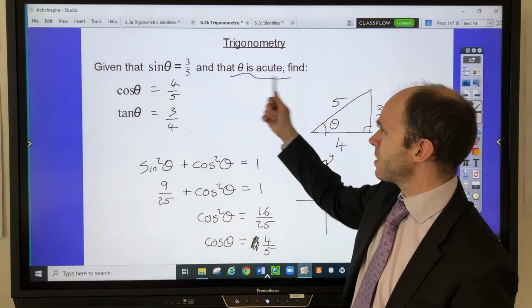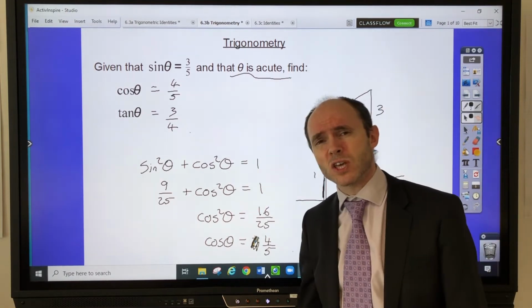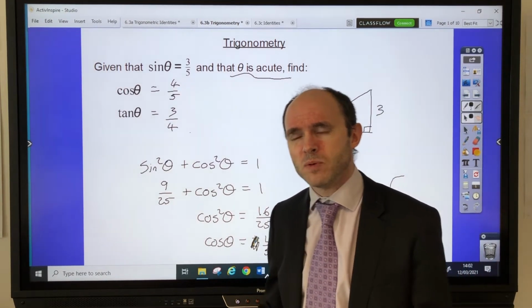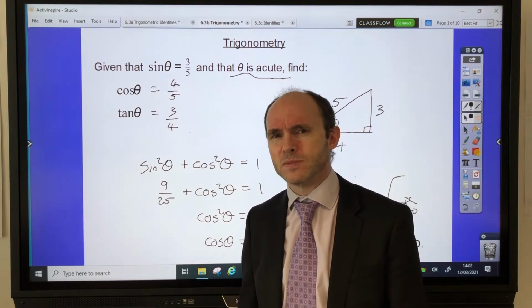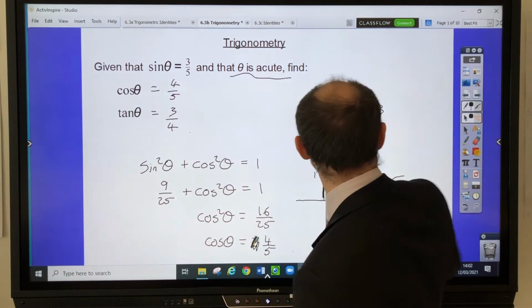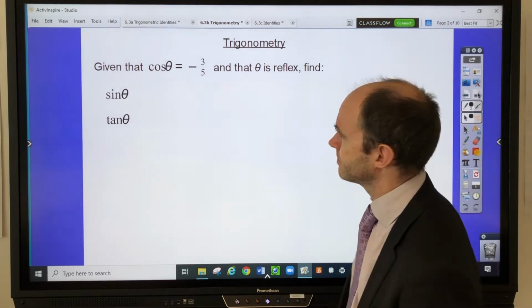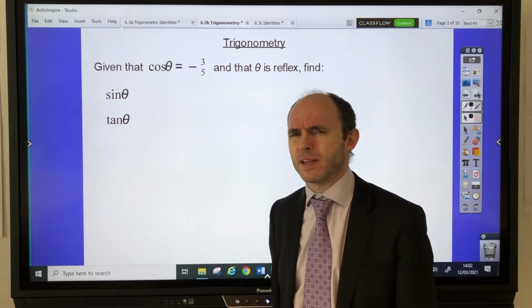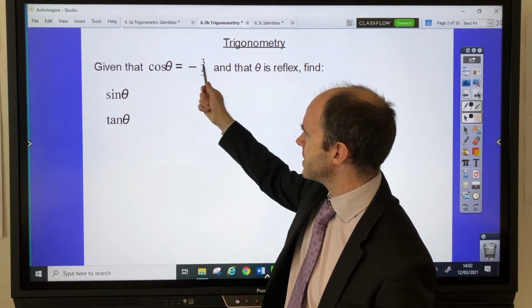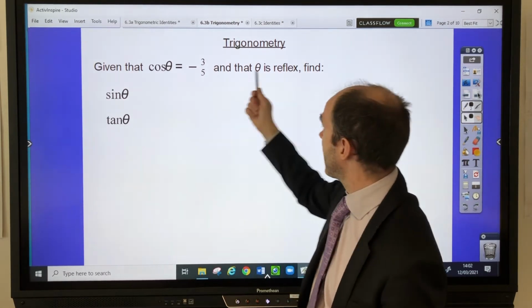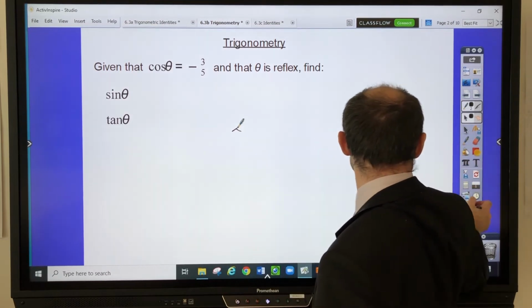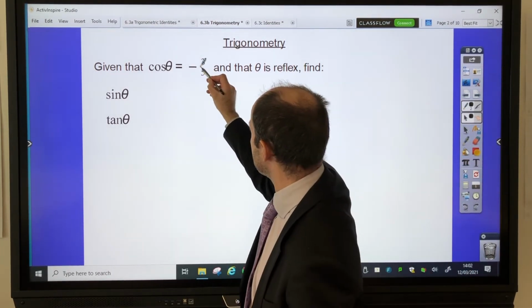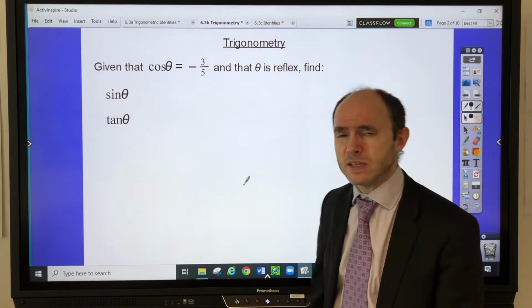Now this is a fairly straightforward example because theta is acute. Let me show you another example when the angle is not acute, and then we'll see why that's a little bit more challenging. You ready for it? Here it is, okay? So this time cosine theta is negative 3/5 and theta is reflex. Let me just make it a bit better for you. There we go. Right, and theta is reflex.